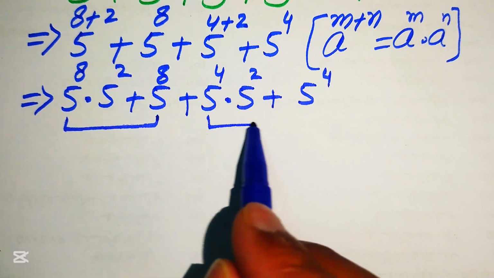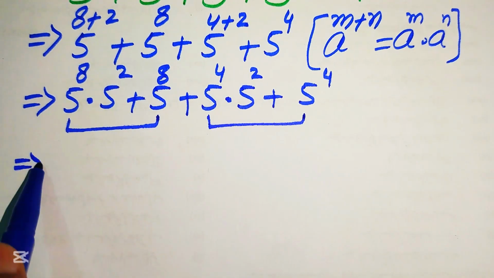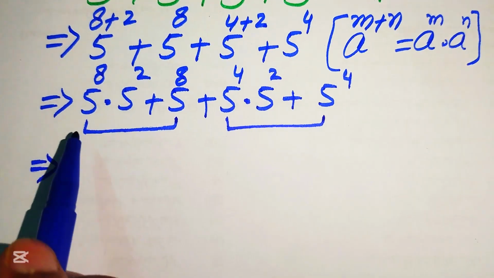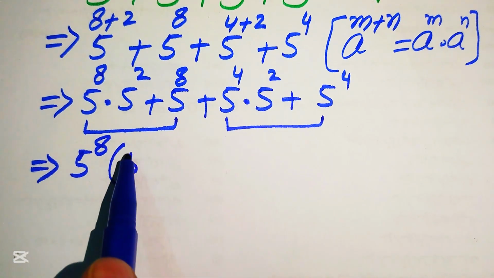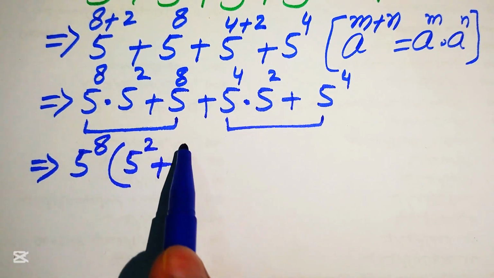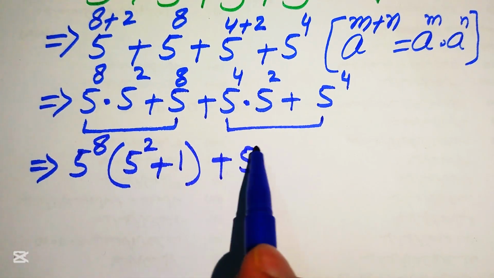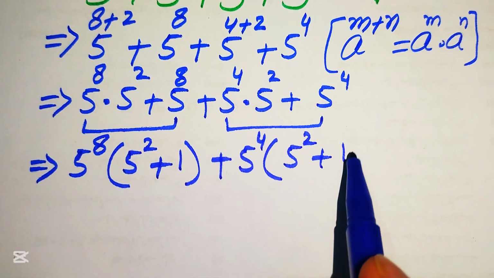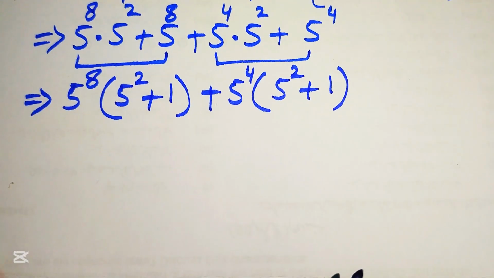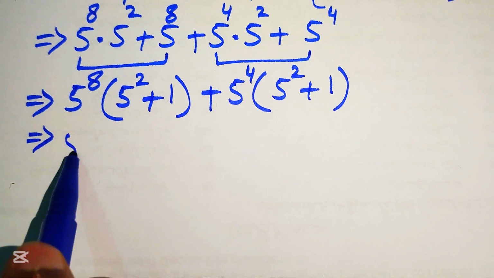So further in the next step, we need to take common 5 to the power of 8 from the first two terms and we will take common 5 to the power of 4 from the second two terms. When you take common 5 to the power of 8 from the first two terms, the remaining terms are 5 square plus 1. And when we take common 5 to the power of 4 from the second two terms, we get 5 square plus 1.